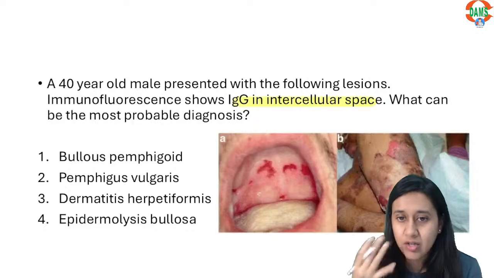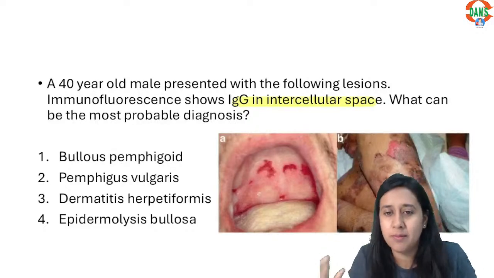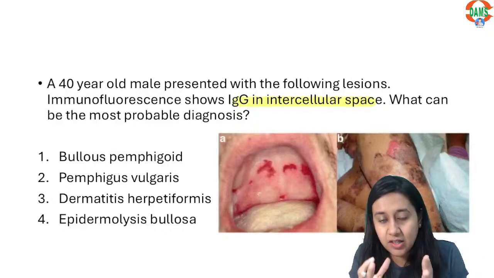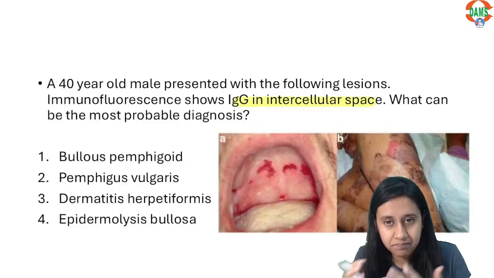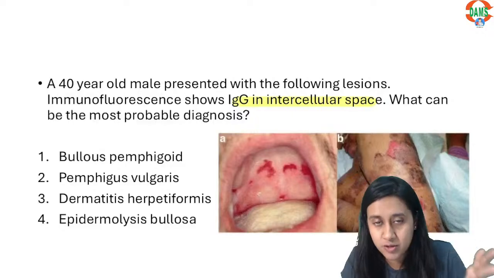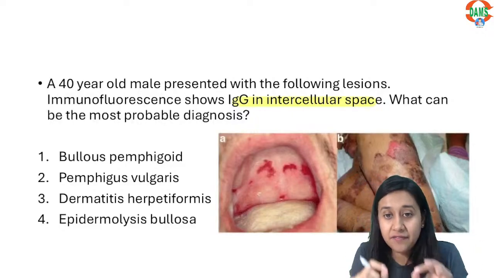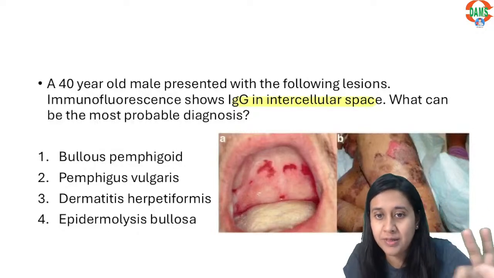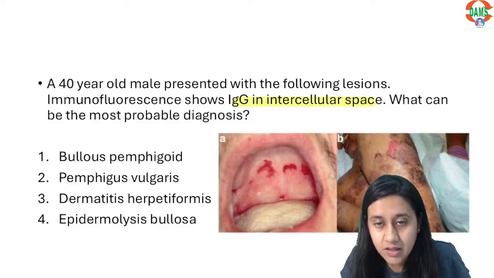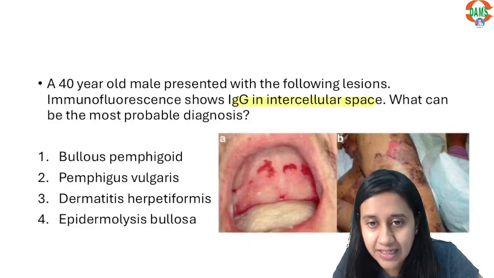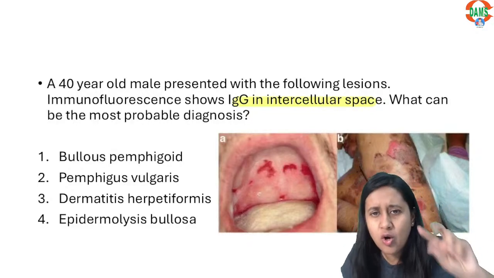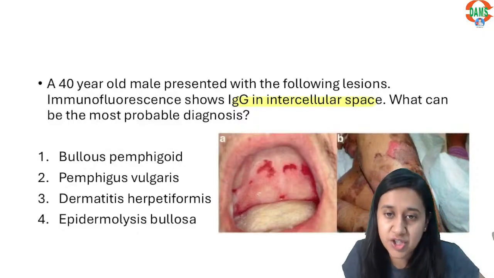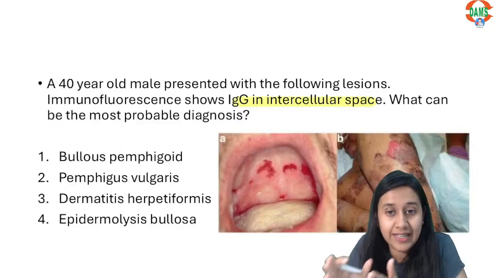First of all, if they are talking about immunofluorescence, it means they are talking about some immunobullous disorder, a vesiculobullous disorder which is immune mediated, and that is why the direct immunofluorescence is positive. Now, if the IgG is intercellular, it means that the split should be intraepidermal. In intraepidermal, if you remember my classes, I told you mainly two autoimmune conditions with intraepidermal split. One is pemphigus foliaceus and another is pemphigus vulgaris.